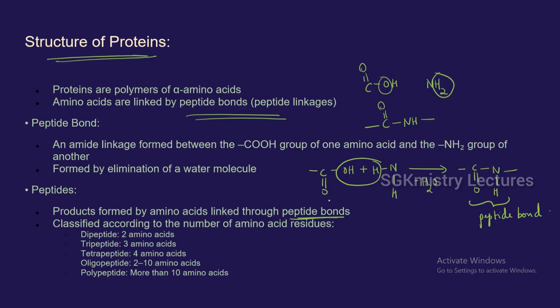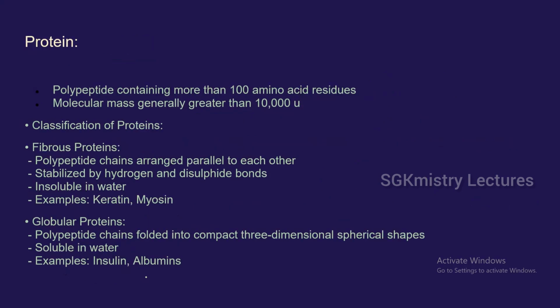Based on that, we have different types of peptides: dipeptide, in which 2 amino acids are present; tripeptide, 3 amino acids; tetrapeptide, 4; oligopeptides, meaning 2 to 10 amino acids forming peptide bonds and making a chain. Polypeptide is where more than 10 amino acids join together by peptide linkages and form chains. If a polypeptide contains more than 100 amino acid residues, then we call it a protein. For proteins, the molecular mass is usually greater than 10,000 atomic mass units, or 10,000 u. U is nothing but the unified mass.